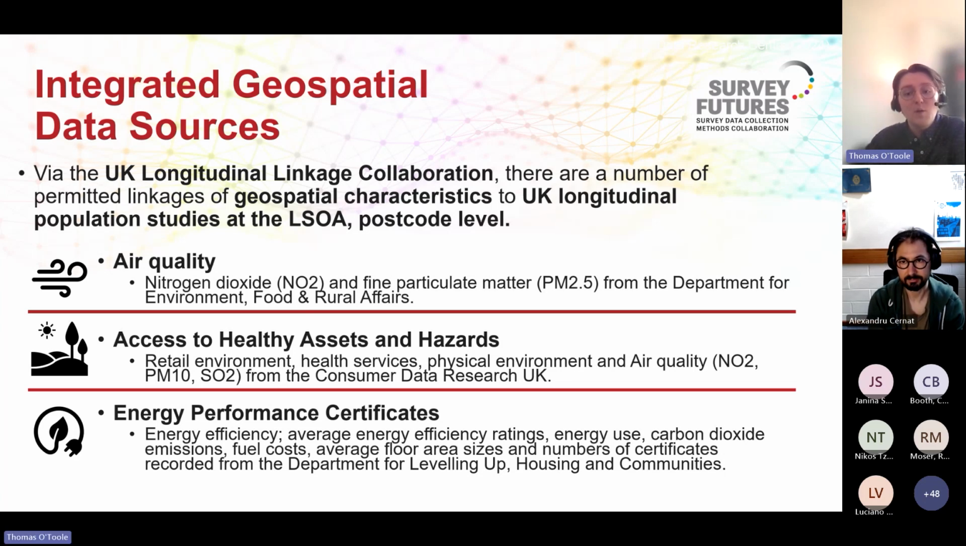So these include measures of air quality, so PM2.5, things like that from DEFRA, access to a range of physical characteristics like green space, health services and public infrastructure, and also household level energy performance certificates, which include energy efficiency ratings and CO2 emissions.